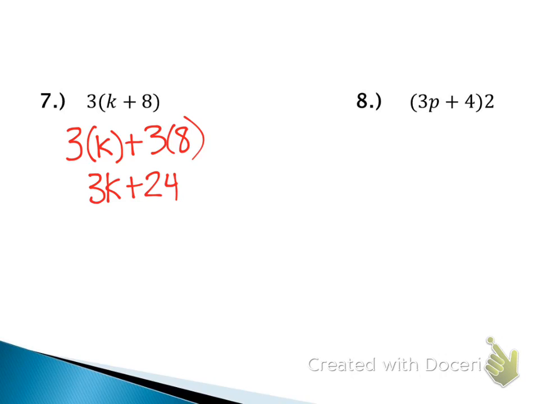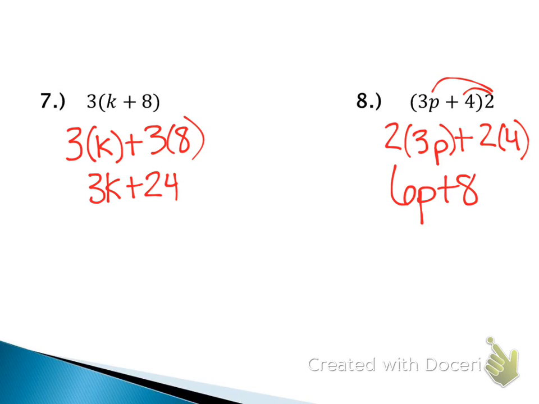All right, on number 8, we are distributing from the back. So we have 2 times 3p plus 2 times 4. Keon, what did you get? 6p plus 8. Wonderful. Can we combine those? No. They are not like terms. We cannot combine them. So these are the 2 answers we get for those problems.